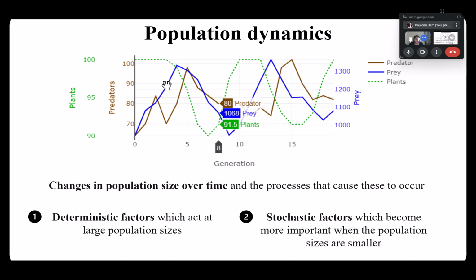Right. So population dynamics, as the name suggests, is about the dynamics, how they are moving. So what is moving? Population size is moving. So change in population size over time is population dynamics. And these population dynamics occur because of two types of factors: deterministic factors and stochastic factors. Now, deterministic factors are factors which affect large population sizes.